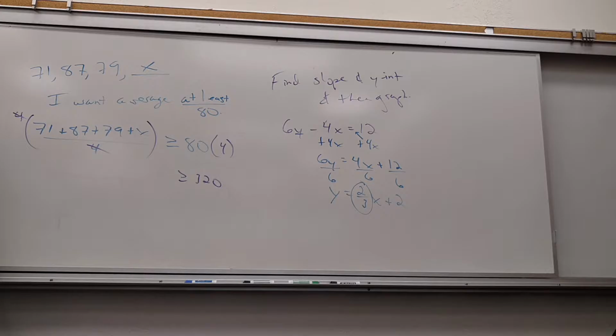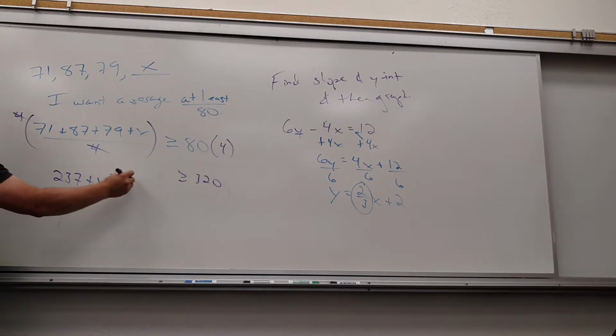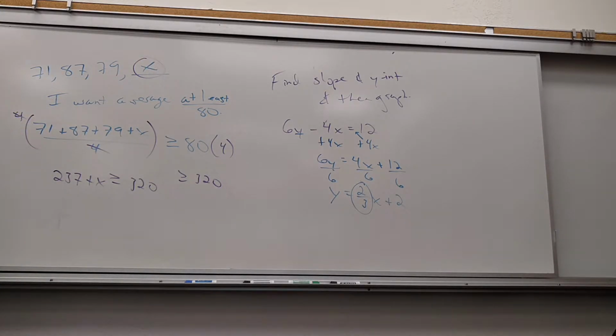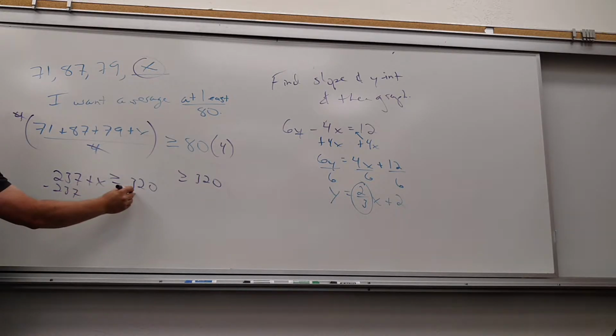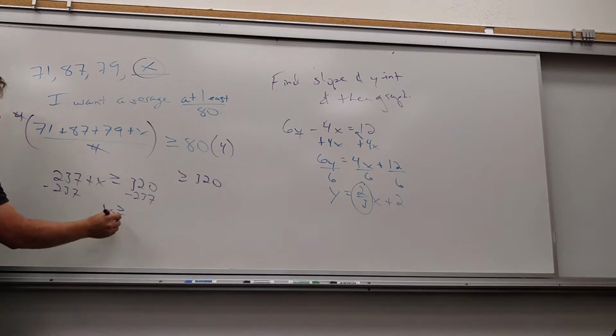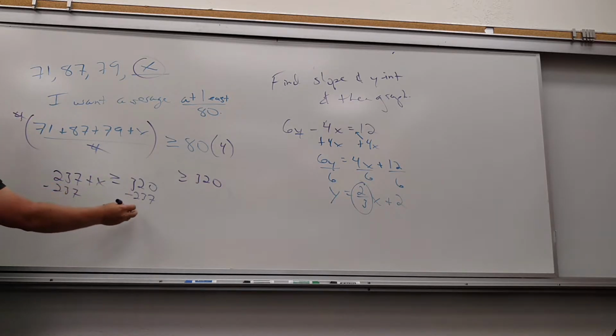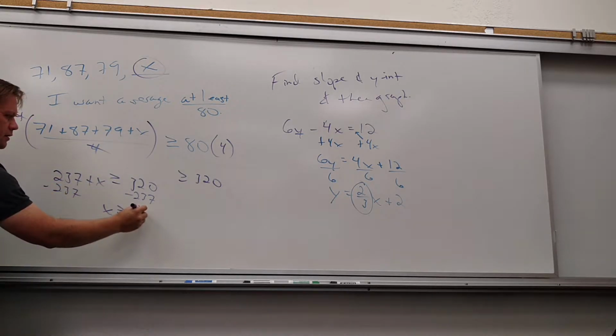I don't want that. And then if I add these together, that's 150, 237 plus x greater than or equal to 320. Now when I subtract, I'm going to figure out what that grade has to be, at least, to make that happen. So when you get x, it's got to be at least 83.